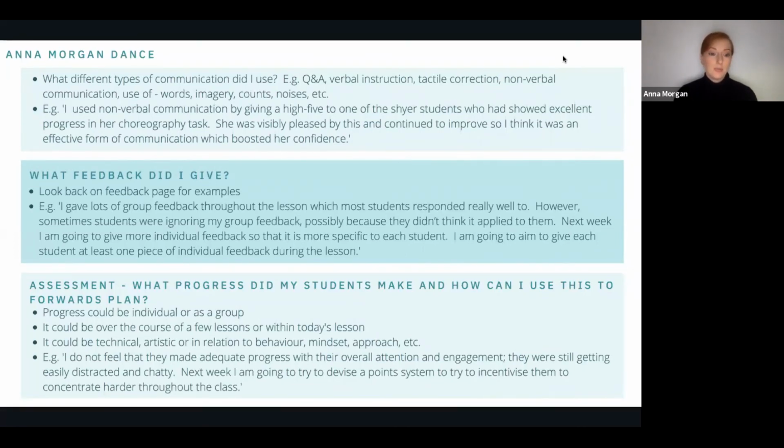So an example would be, I do not feel that they made adequate progress with their overall attention and engagement. They were still getting easily distracted and chatty. Next week I'm going to try and devise a point system to try to incentivise them to concentrate harder through the class. So again, I'm not saying that you can never have stern words with your students, because sometimes that is what they need. They need sitting down and saying, come on guys, this isn't good enough, you need to do more here. But that's last resort.